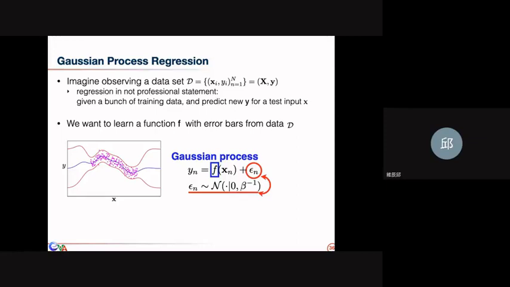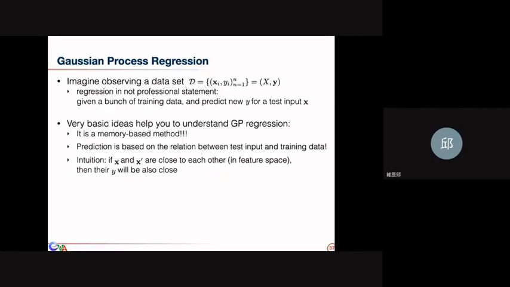The only thing is that I add a small noise. A small noise that can help you to model the uncertainty between your regression, between your prediction and the ground truth. This just tries to model the uncertainty between your regression results and your ground truth.